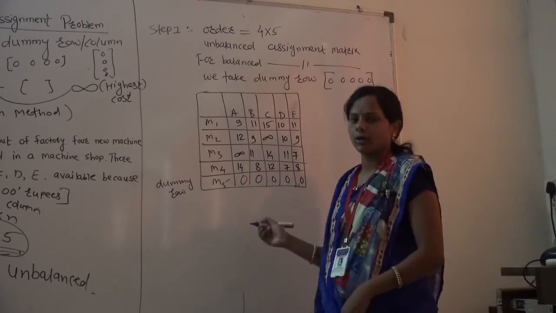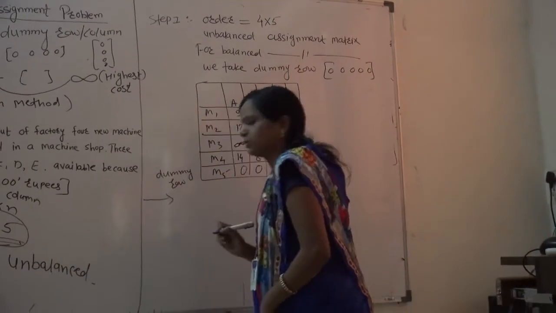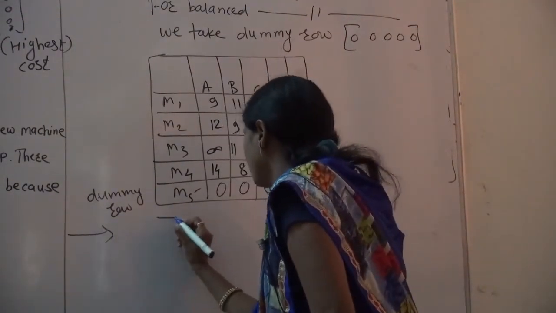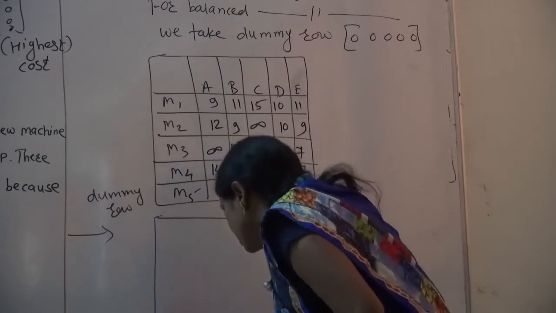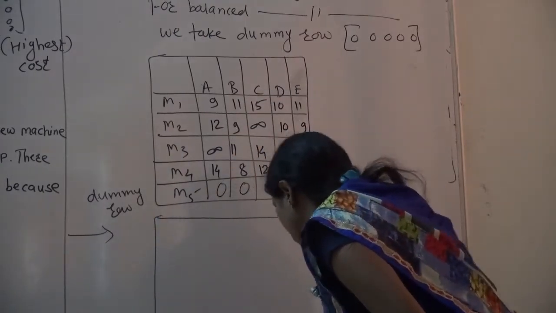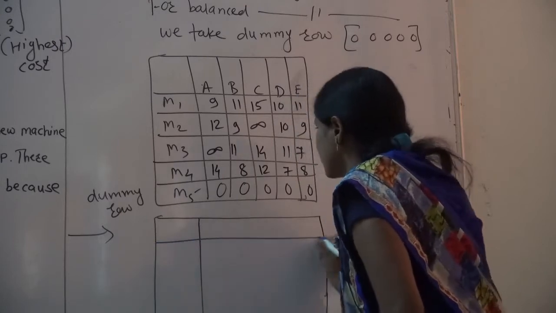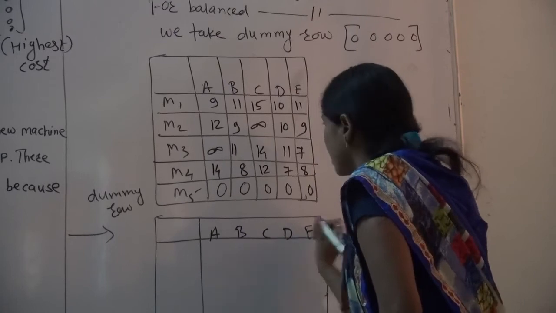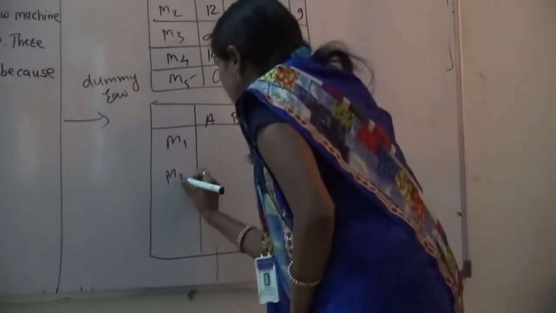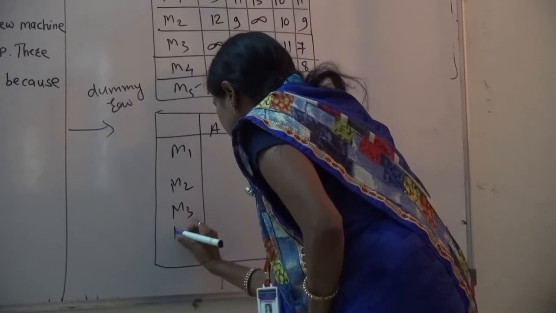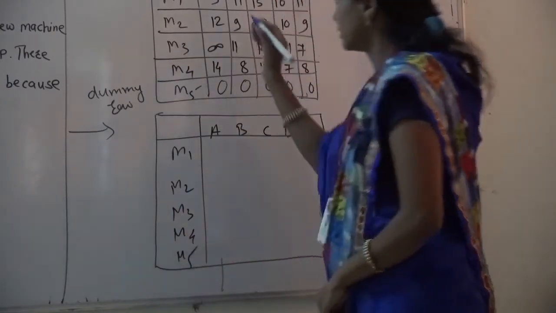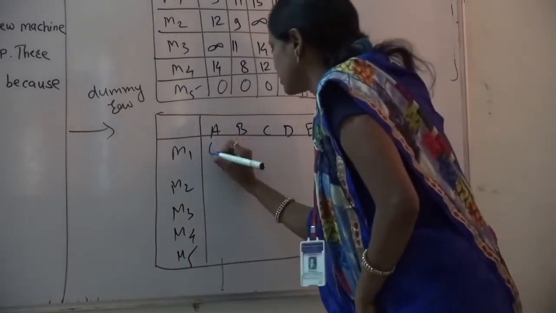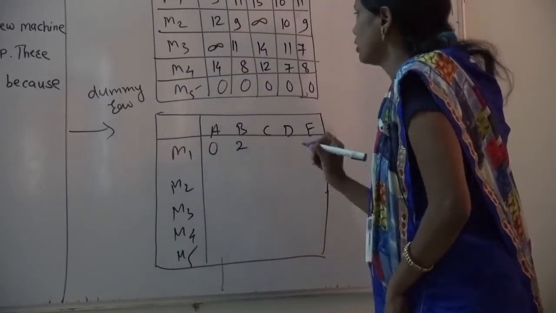So now we have to solve by using the Hungarian method, which is: select the smallest element from each row and subtract it from every element of that row. So now we get the next reduced matrix. See here, the smallest element in the first row is 9. 9 minus 9 is 0. 11 minus 9 is 2.